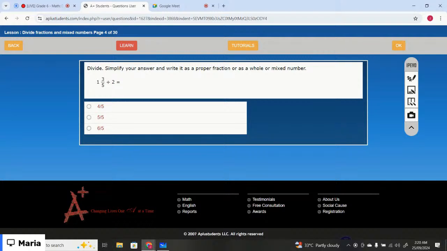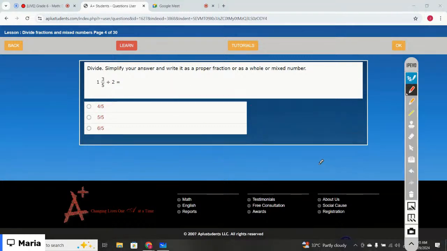The next one is 1 whole 3 by 5 divided by 2. So the first thing you need to do is convert the mixed fraction to an improper fraction. You have to do 1 times 5 plus 3, divided by 2 by 1. That is 5 times 1 is 5 and 3 is 8 over 5, multiply by 1 over 2. That is 2 times 1 is 2 and 2 times 4 is 8. So the correct option is 4 over 5.